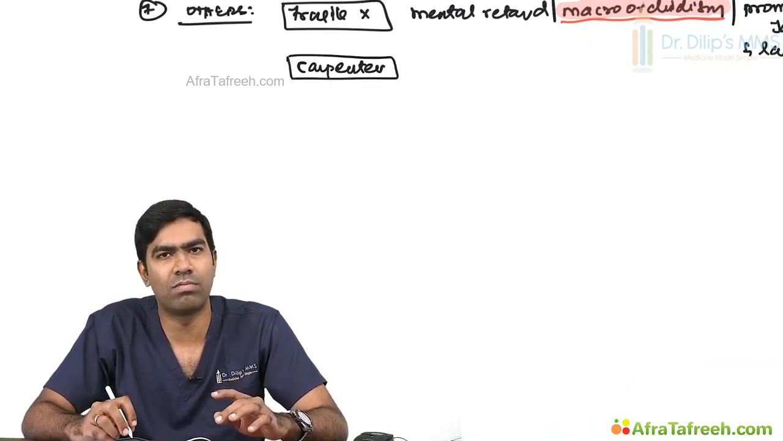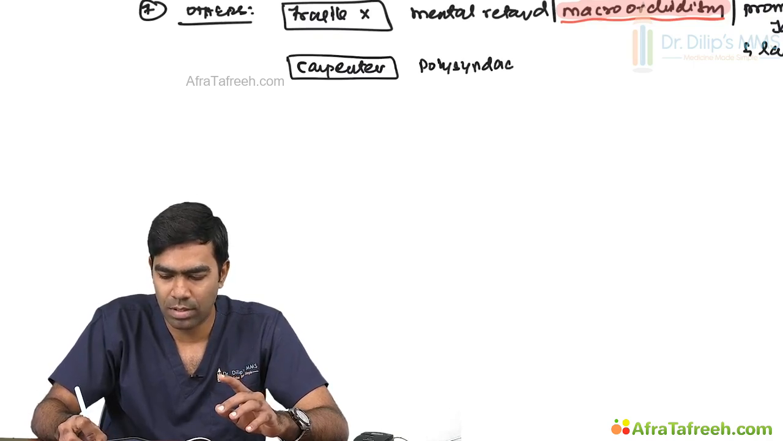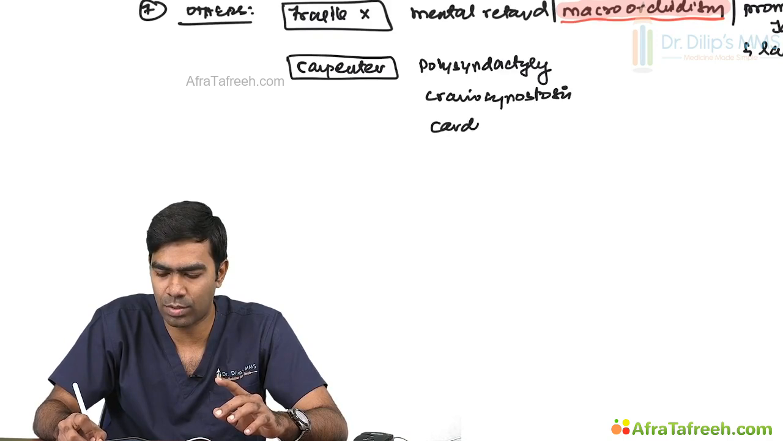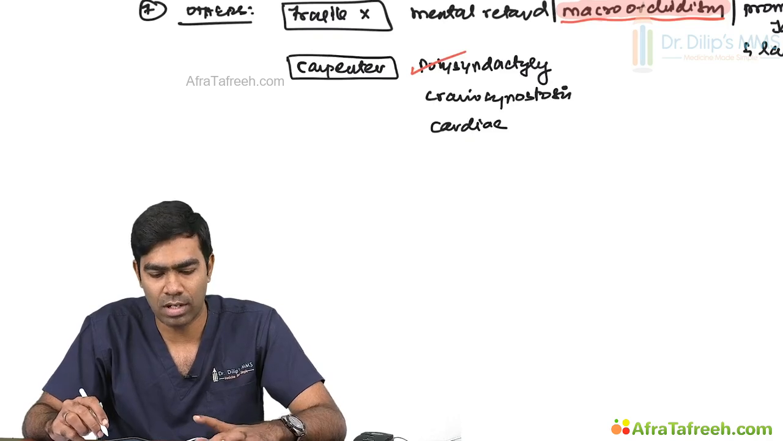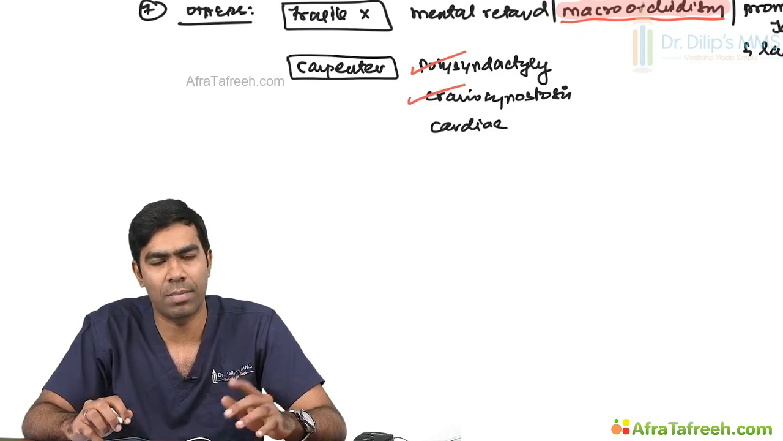Carpenter syndrome will be associated with polysyndactyly. I'll show you the image in some time. But more importantly, they will be having craniosynostosis, fusion of sutures. Because of that, the shape of the skull will be abnormal, and they'll be having cardiac issues also. So if they give you an image of a child who's having craniosynostosis and polysyndactyly, think about Carpenter syndrome.